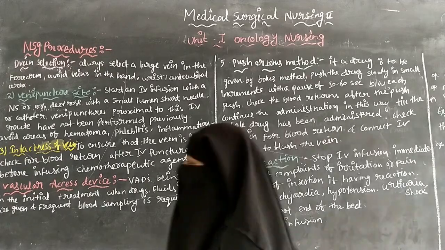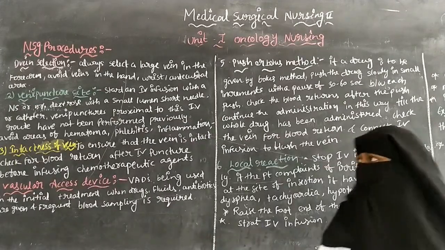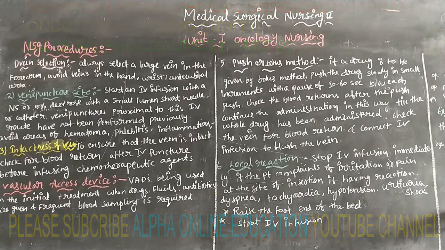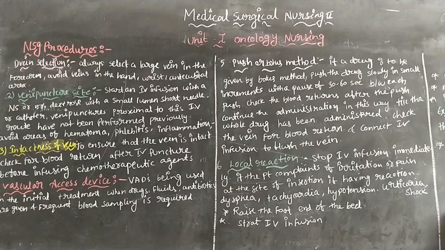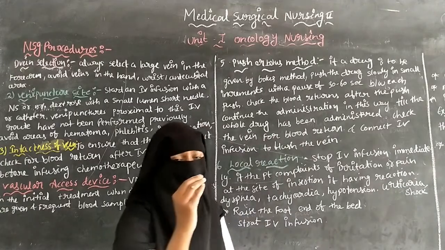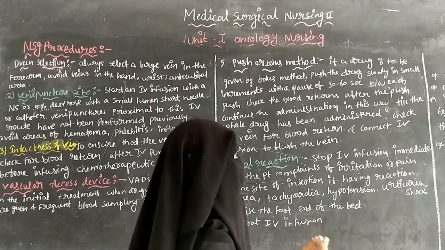Now the next one is the push or bolus method. If a drug is to be given by the bolus method, push the drug slowly in small increments with a pause of 30 to 60 seconds between each push. So when the drug is given by the bolus method, we push the drug slowly in small increments.